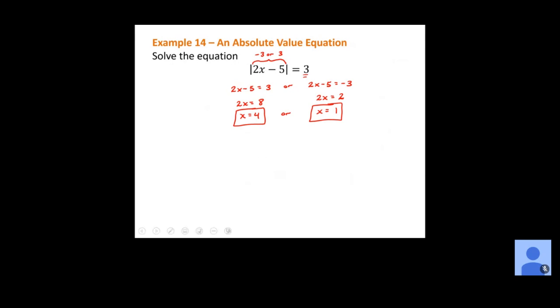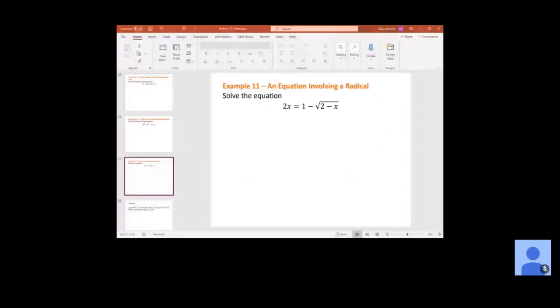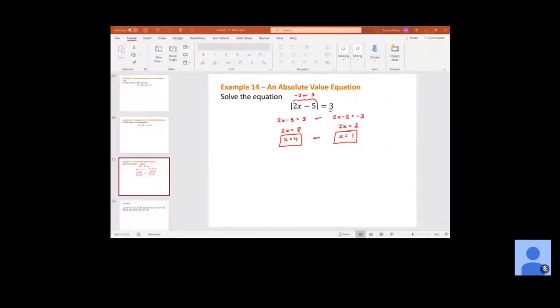All right. Like I said, that's all we're going to do in section 1.5 now. Let's jump over to 1.8.